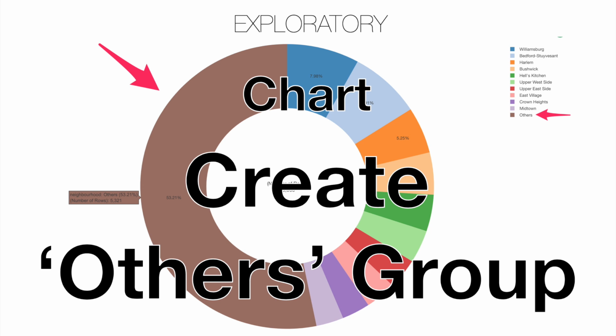Sometimes you might have a column with many unique values, but most of them are very least frequent, like long tail values. In such cases, you can put those long tail values into an others group and show it along with more frequent values in the chart very quickly.